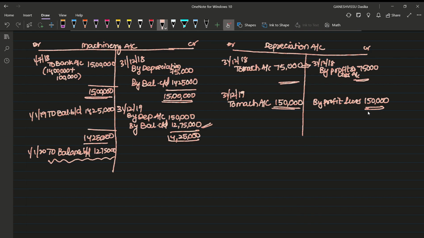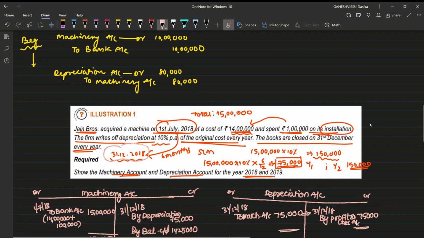So this is how we can complete the straight line method.